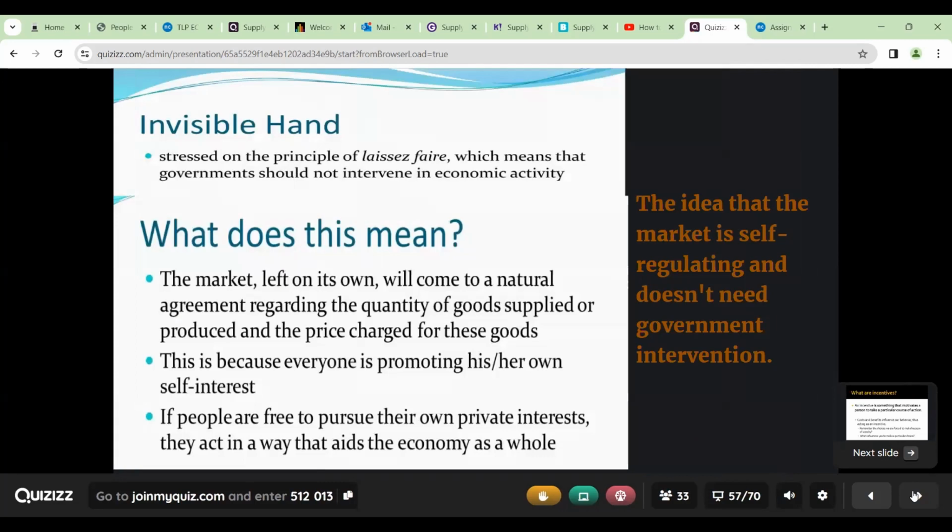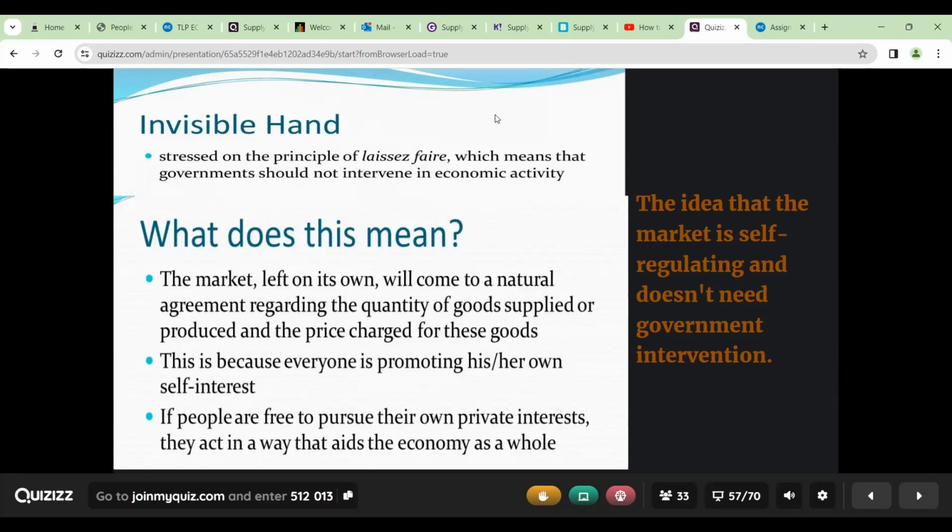The invisible hand stressed the principle of laissez-faire, which means that governments should not intervene in economic activity. What does this mean? The market left on its own will come to a natural agreement regarding the quantity of goods supplied or produced and the price charged for these goods. This is because everyone is promoting their own interests. If people are free to pursue their own private interests, they act in a way that aids the economy as a whole. The idea is that the market is self-regulating and does not need government intervention.